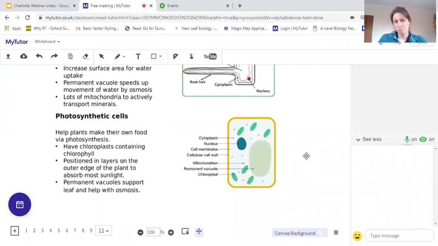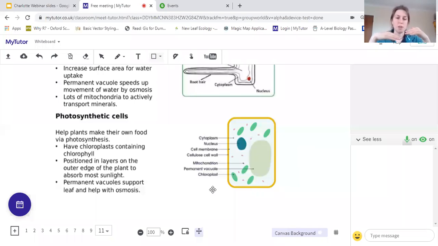Photosynthetic cells. So plants make their own food via photosynthesis, and to do that, they need photosynthetic cells. They're normally present on the leaves in plants, and they have chloroplasts. We talked about chloroplasts before, but chloroplasts are the green organelle here. They contain the green pigment chlorophyll, and that's what extracts the energy from light for photosynthesis.